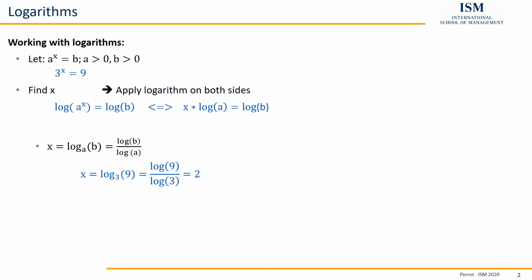So if I then, with those comments, switch back to my example with the 3 to the power of x equal to 9, I can simply calculate logarithm of 9 divided by logarithm of 3, or as I said, the logarithm to the base 3 of 9. In either case, I will get as a solution 2. That's how basically working with logarithms goes.